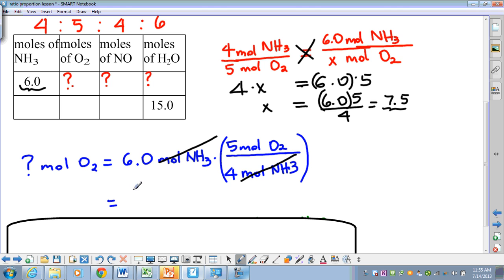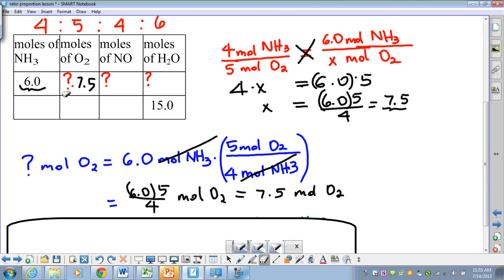So just multiply the constants: 6.0 times 5 divided by 4. And the remaining units will be your moles of oxygen. And notice that we're getting the same exact answer as we got earlier, which is 7.5 moles of O2. Okay, so we can fill in the first unknown with 7.5.